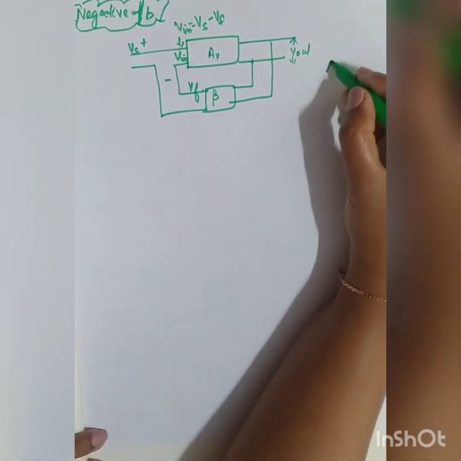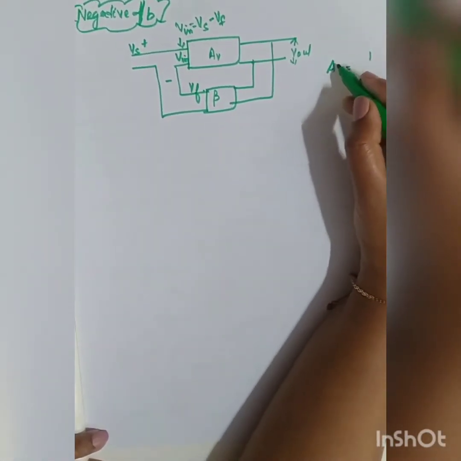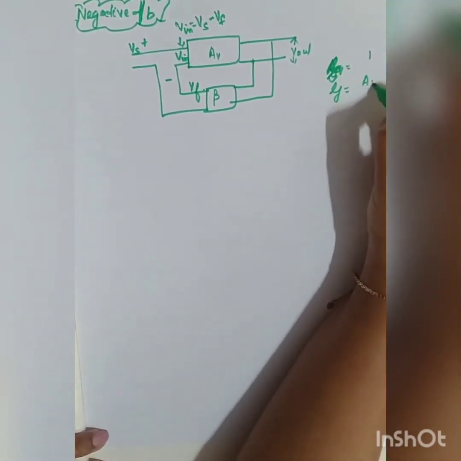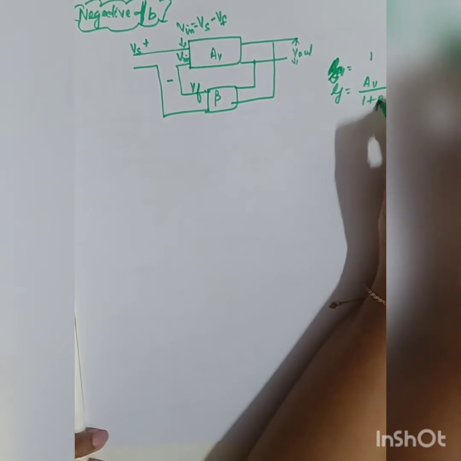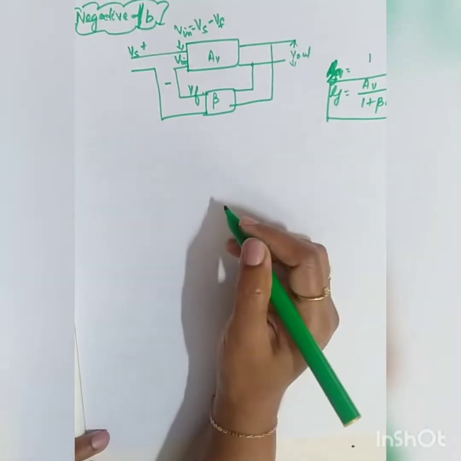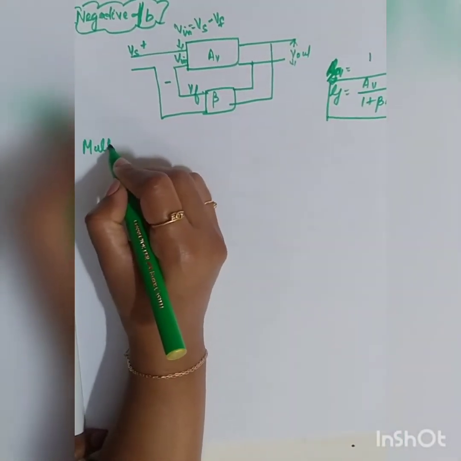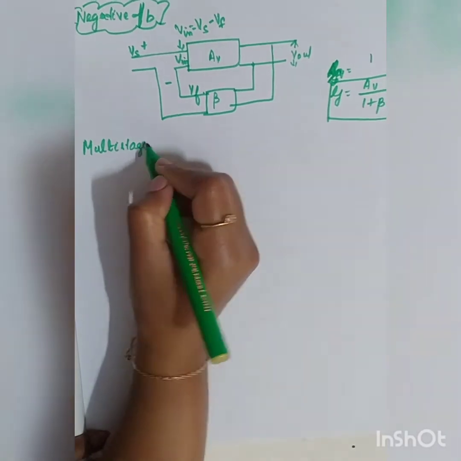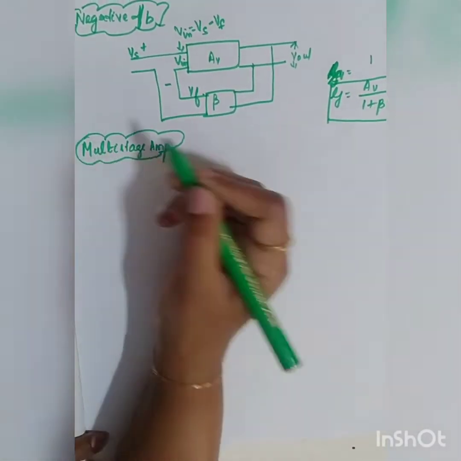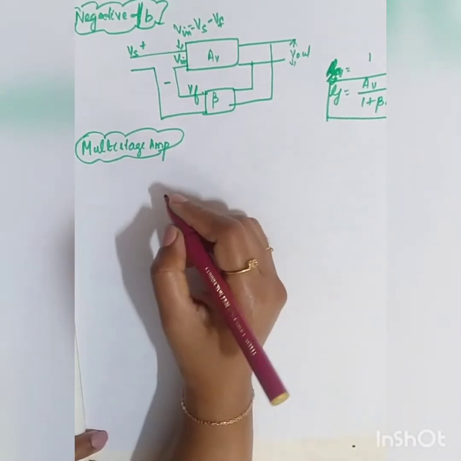Okay. So what was your gain formula? AV is equal to your overall gain G is equal to AV divided by 1 plus beta into AV. So this was your gain formula for your negative feedback. Okay. The last topic you have studied in the second section is multi-stage amplifier. So what was your multi-stage amplifier? Two-stage amplifier. Do you remember the circuit?